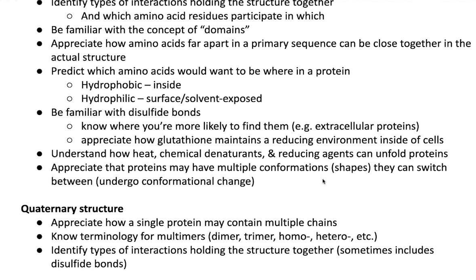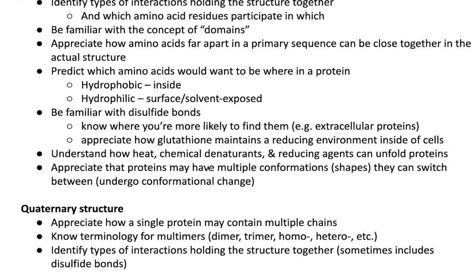Be also familiar with disulfide bonds, so we can get these forming between cysteines. And know where they're more likely to find them. So these are more likely to be found in extracellular proteins because glutathione maintains a reducing environment inside of cells. And also because these disulfide bonds are going to help stabilize those excreted proteins.